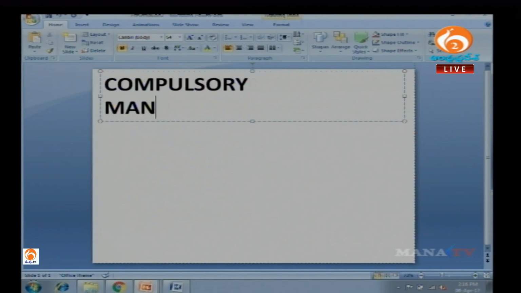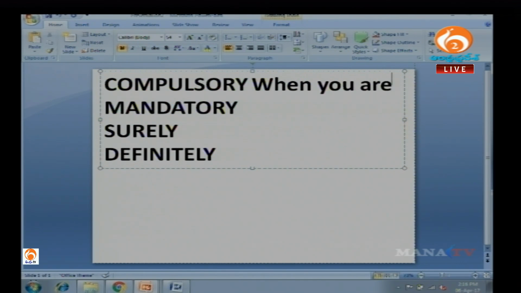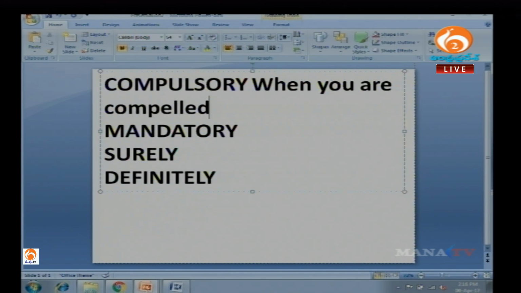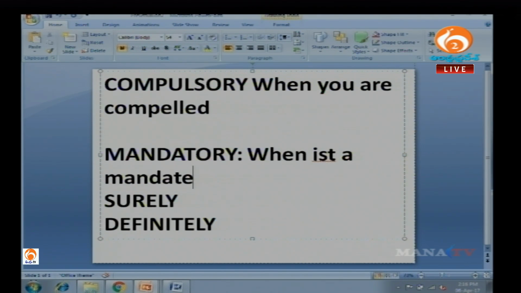So we have words like mandatory, surely, definitely. But instead of using these three, everybody ends up using compulsory. Now, compulsory is something when you are compelled, meaning you have been forced. What do you mean by mandatory? When it's a mandate.